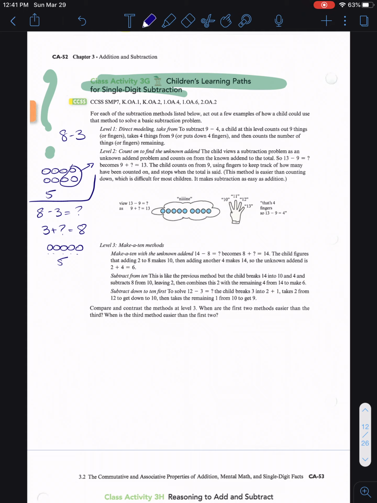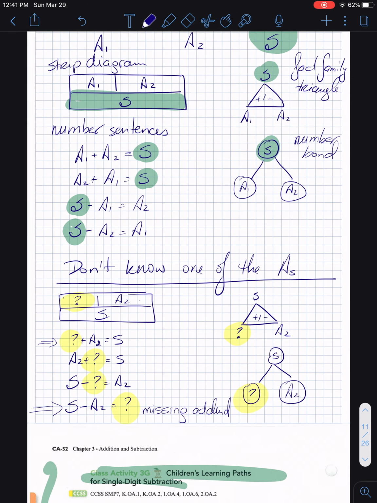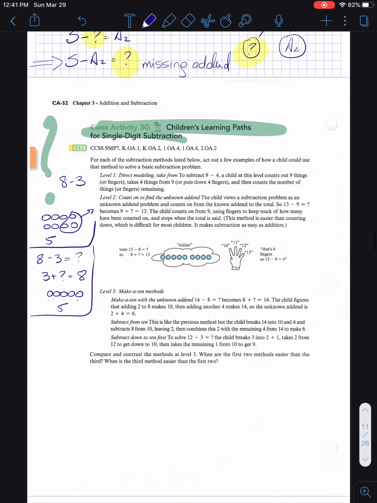Or they might be lifting their fingers. So they start with 3, and then they'll lift one finger, get 4, 5, 6, 7, 8. By the time they get to 8, they have 5 fingers up. So that's the second level, using missing addend, just like we were talking about in our discussion of addition and subtraction and how they relate.